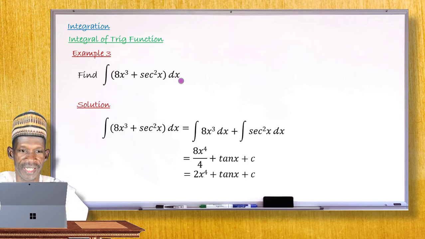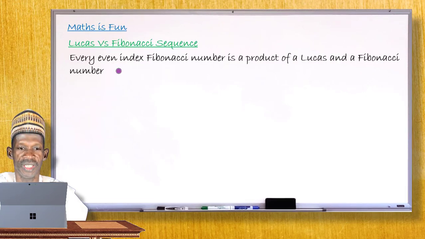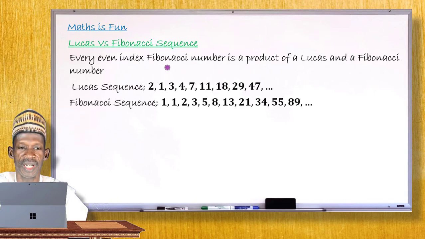Maths is fun, and let me explain the second relationship between those two favorite sequences of numbers, that is the Lucas and Fibonacci sequences. This relationship says that for every even index Fibonacci number, that is a Fibonacci number at a position, and that position is an even number, the number you obtain at that even index position in your Fibonacci will be a product of one Lucas and one Fibonacci number. Let's just take this to our favorite sequence. This is the Lucas and this is the Fibonacci sequence.